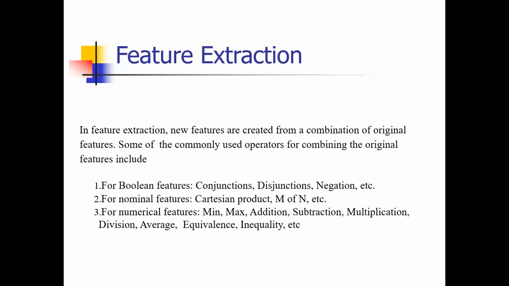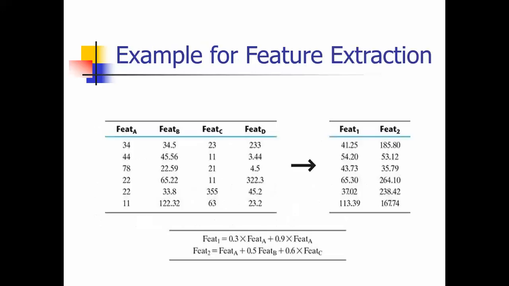Examples: boolean features, nominal features, numerical features. If you are performing any type of operations, addition, subtraction, multiplication, those operators or operations will be used to generate the new features. We call it feature extraction.